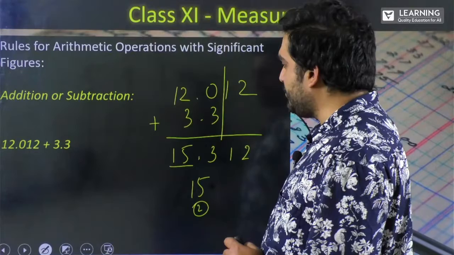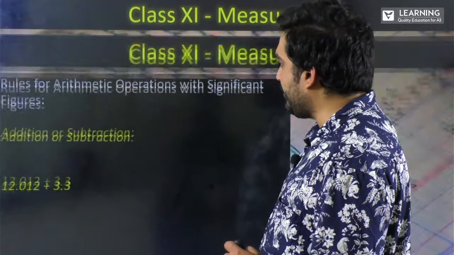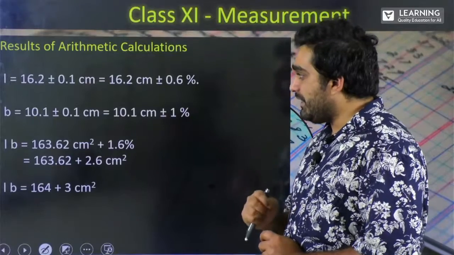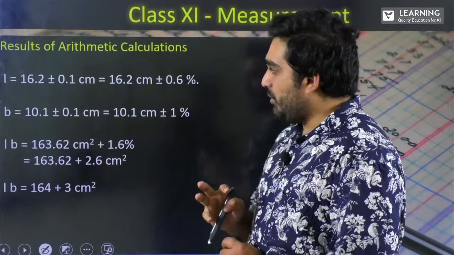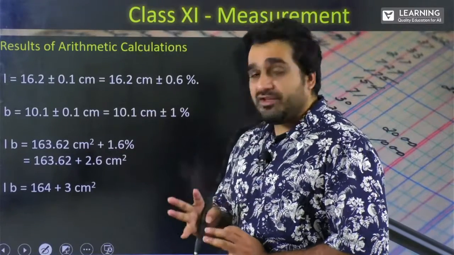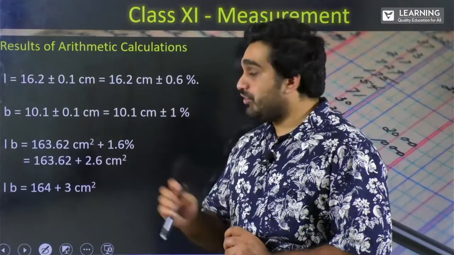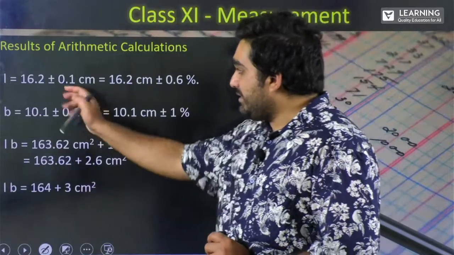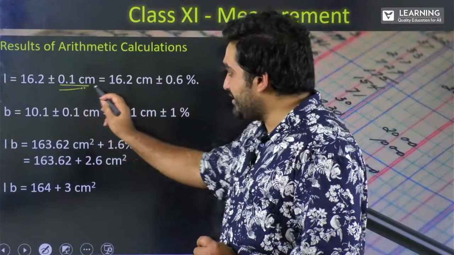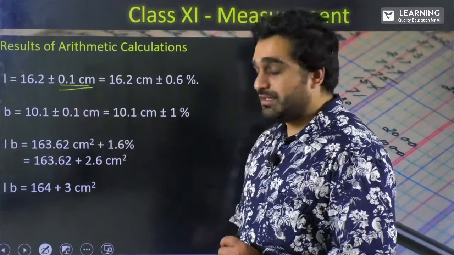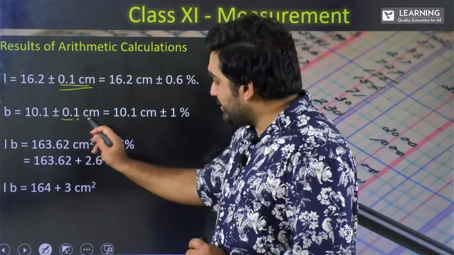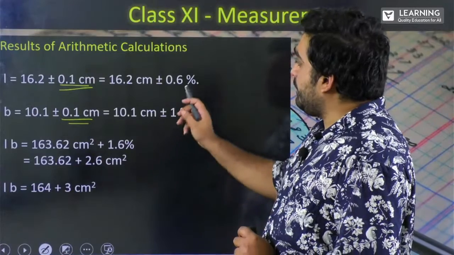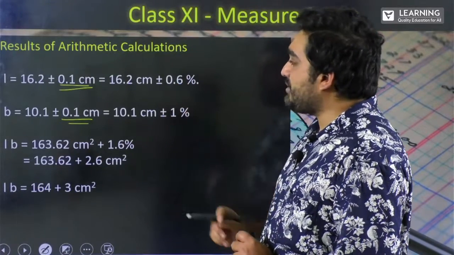The same rule that we use for multiplication applies here. Okay. Now let's have a look at some arithmetic calculations. These are calculations where we find the area of a given rectangle. So you have the length that is given, you have the breadth that is given. For the length, there's a certain error. This is the error, 0.1 centimeter. For the breadth, this is the error, which is 0.1 centimeter. The error is rounded off to 0.6 percent.